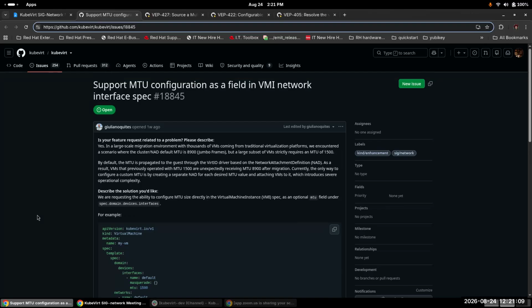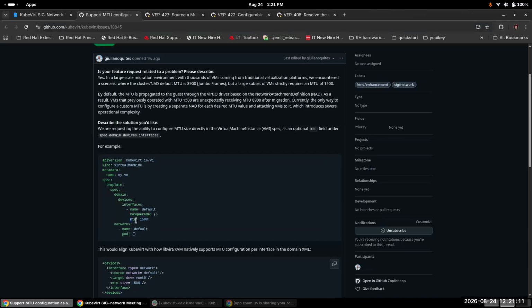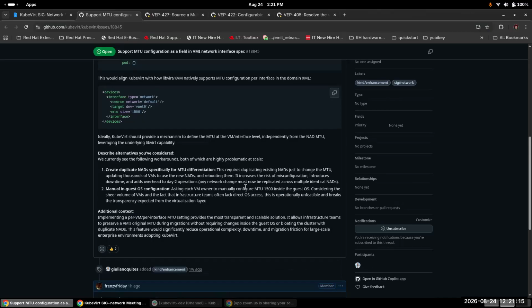Someone wanted us to support an MTU in our interfaces spec, and they said that because they have many VMs, they did not want to create duplicate NADs. My question is, is there anything wrong if they create many NADs? Because I think that's the way we suggest to add MTUs to your VMs, no?